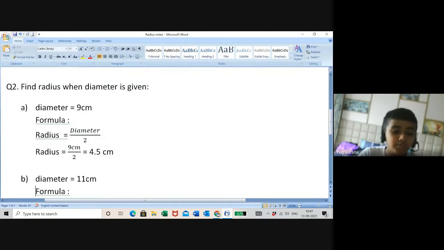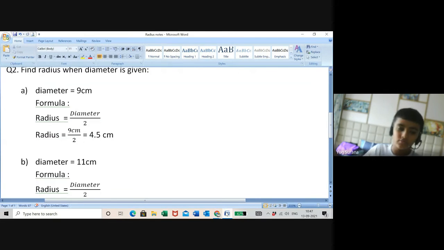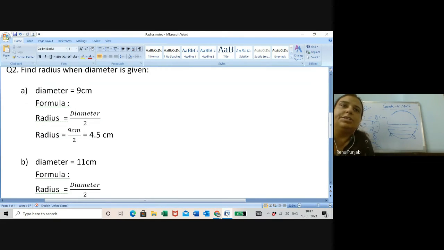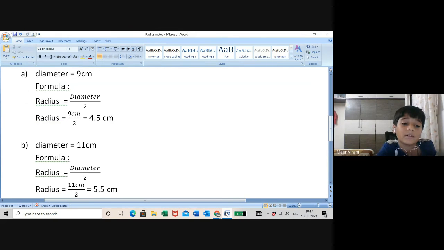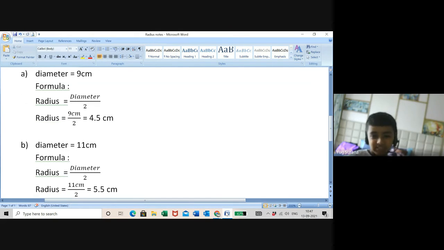Ma'am, I have done the B formula also. Now here the diameter is given to you. You have to find out the radius, so you have to just divide it by 2. Can you show the last sum answer? Ma'am, are there more sums or only these 4 sums? Only this much. Okay, 4.